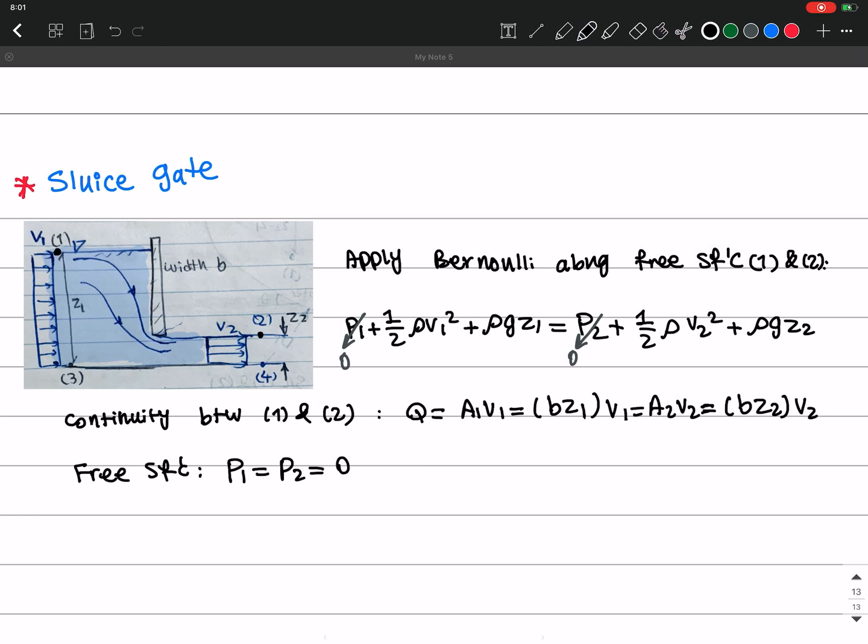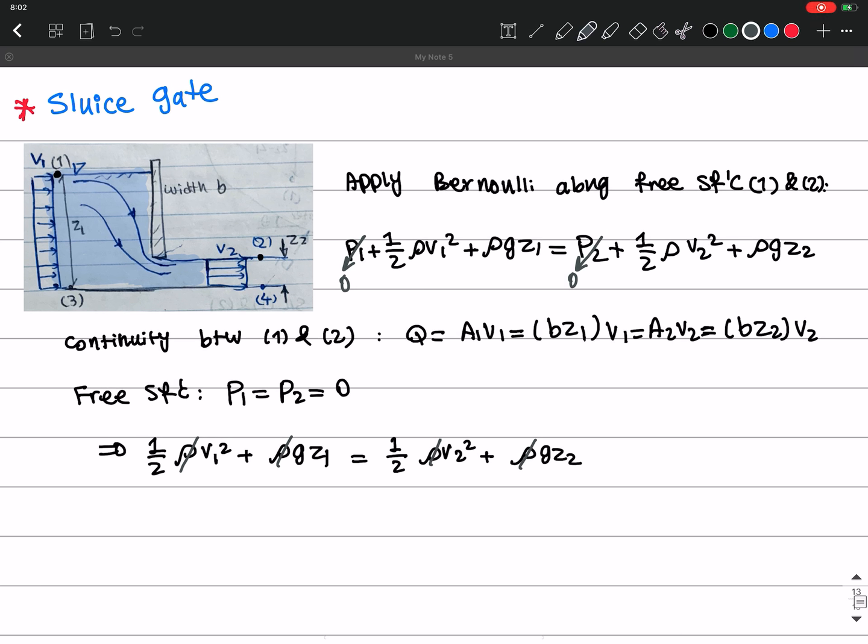And so I can write 1/2 rho V1 square plus rho g Z1 equals 1/2 rho V2 square plus rho g Z2. Okay, and the rho's are going to cancel out in all the equations. They are equal to each other.